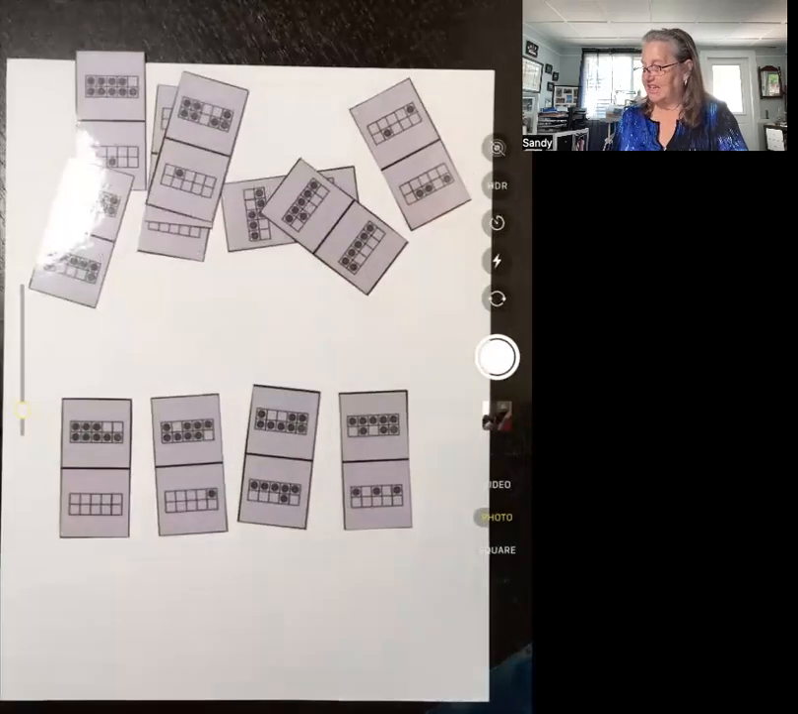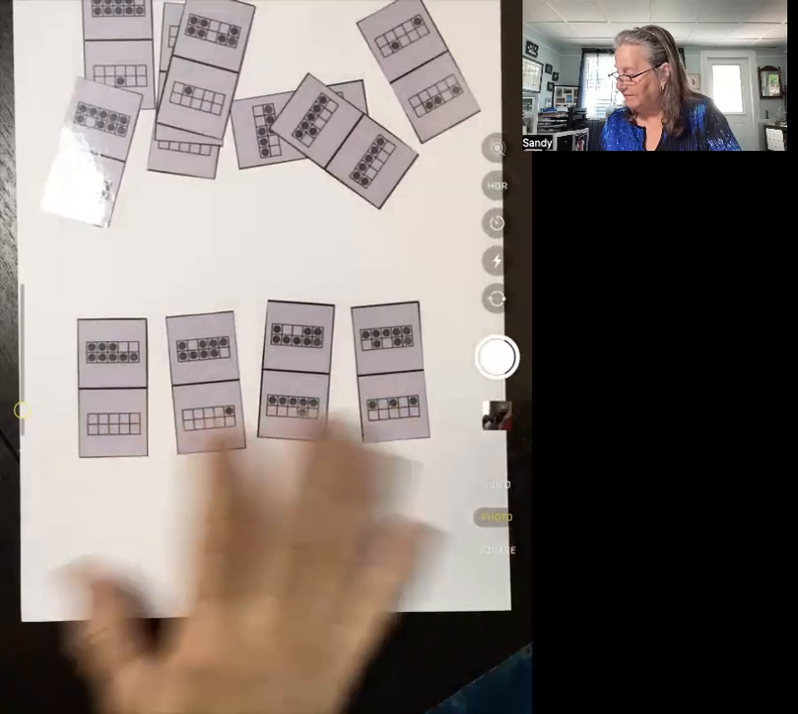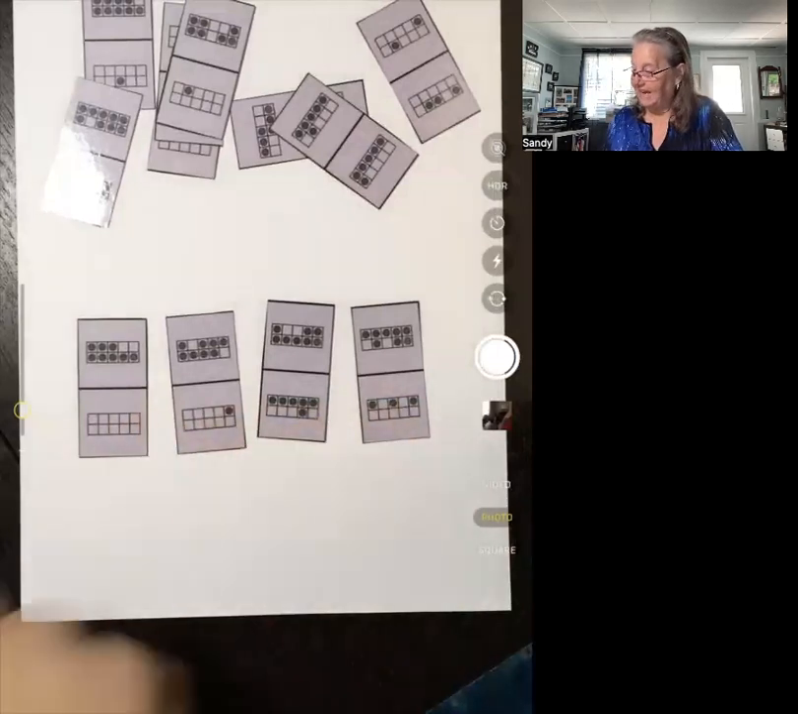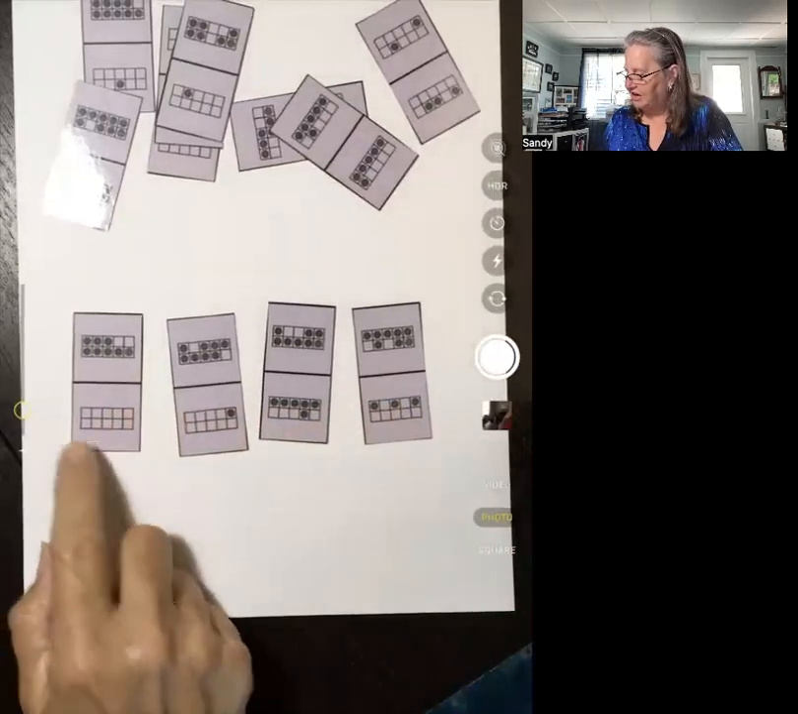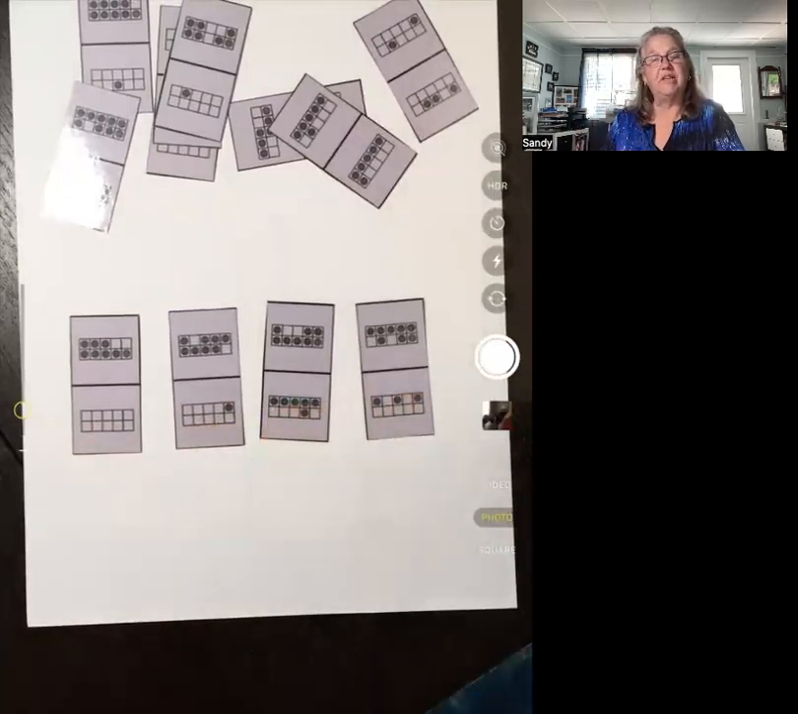Now, the nice thing with this is I've got these 8s in the 10 frame, and notice what will be true about every single 8. There are going to be 2 blank spaces, so 8 is always 2 fewer than 10. Doesn't matter where they're located, 2 fewer.